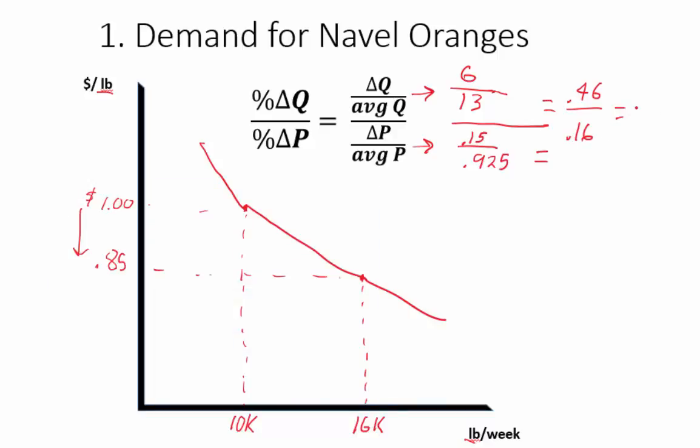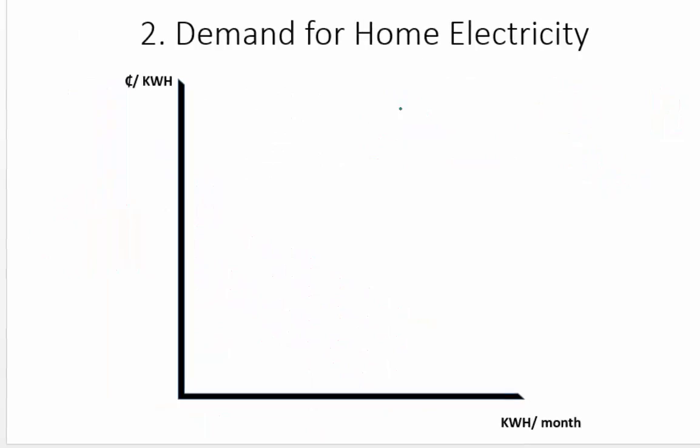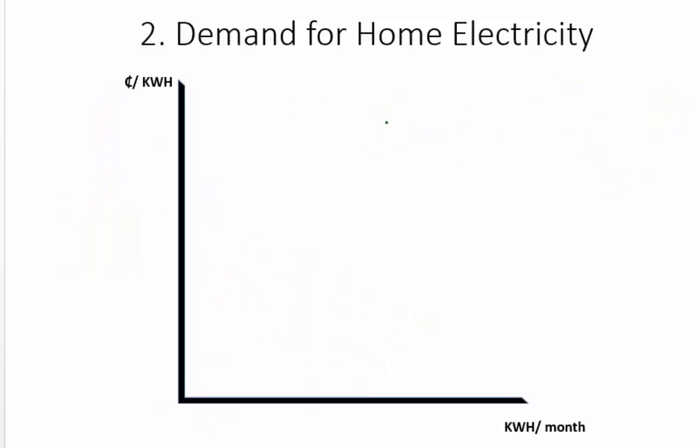Let's call that 2.88. And of course, that registers on our elasticity spectrum as highly elastic. And as we might expect with oranges, you've got a lot of good substitutes, other fruits and other food products. So you're not going to get excited about buying oranges until there's a significant decrease in the price. Okay, now another demand elasticity problem.